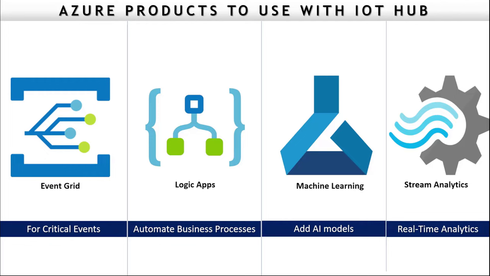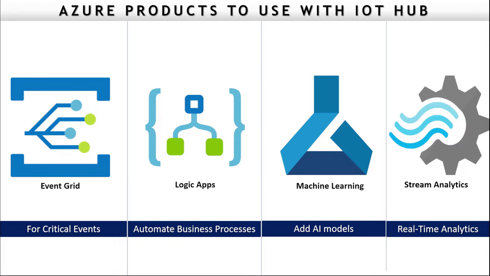You can use Logic Apps. Azure Logic Apps is mostly for automating your business processes. You can use machine learning. You can add AI models to your applications, to your IoT device, so it can actually make decisions itself. You can use Stream Analytics. That is mostly to run real-time analytics computations on the data streaming from your devices, so you don't have to save them somewhere to see what's happening. You can see that in real time.